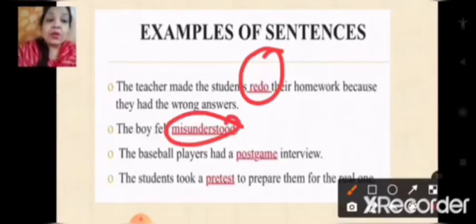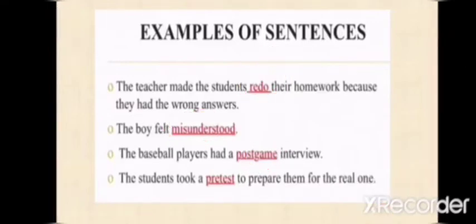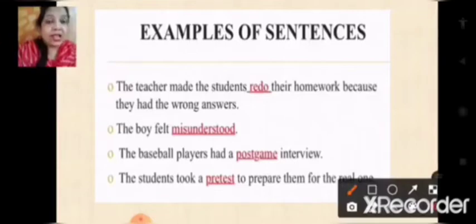The boy felt misunderstood. Next one, the baseball players had a post-game interview. Now, what do you mean by post? We have already checked in the previous slide that post means after, right? Now the next one, the students took a pre-test to prepare for the real one. Now, pre-test, pre means what? Yes, as we know, pre means before. That's right, children. So now quickly we will understand what we mean by suffixes.